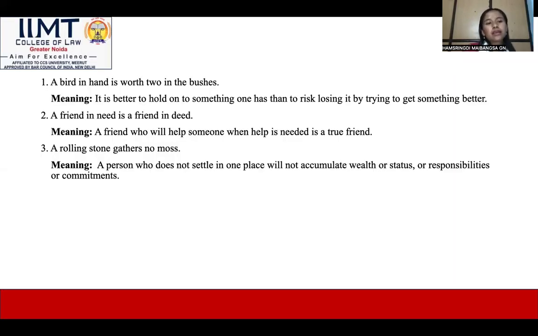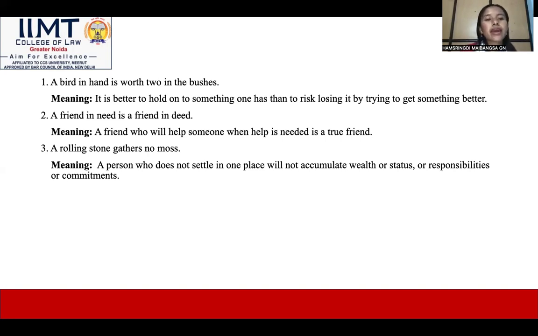So that's why it is said a bird in hand, which means something that you already have, is worth more than something that you don't have, but you might want.